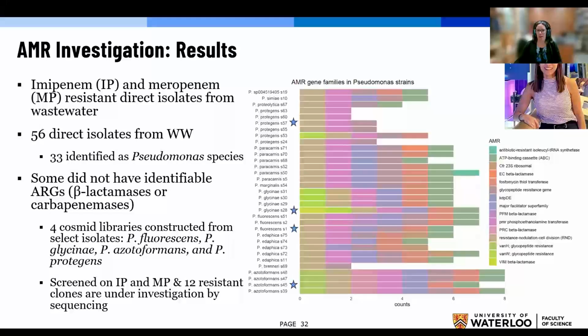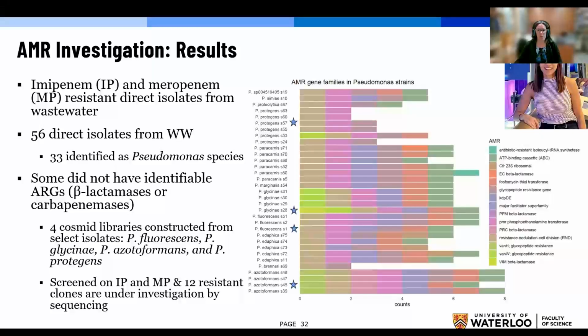Here I'd like to highlight some work by Julie, a postdoc in our group. She's been working with the organisms that were isolated after plating wastewater directly onto plates containing imipenem and meropenem. She started with 56 isolates, 33 of which were Pseudomonas species, so her initial focus is on these.